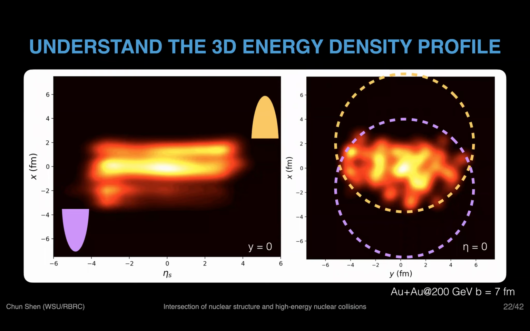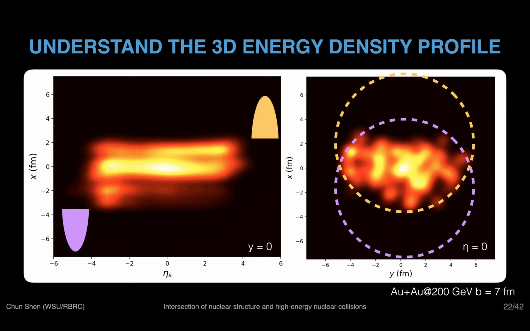And you can see there's a projectile going from left to right, indicated as the yellow one, and the target going from right to left as the purple one downstairs, and there's some finite impact parameter. You know this picture a little better from the discussions over the workshop. So in the transverse plane, in the x and y directions, if for example we look at eta_s equal to zero, just cut through and look at the shape, I see the overlapping area from the two nuclei, and a lot of energy deposition in this overlapping area.